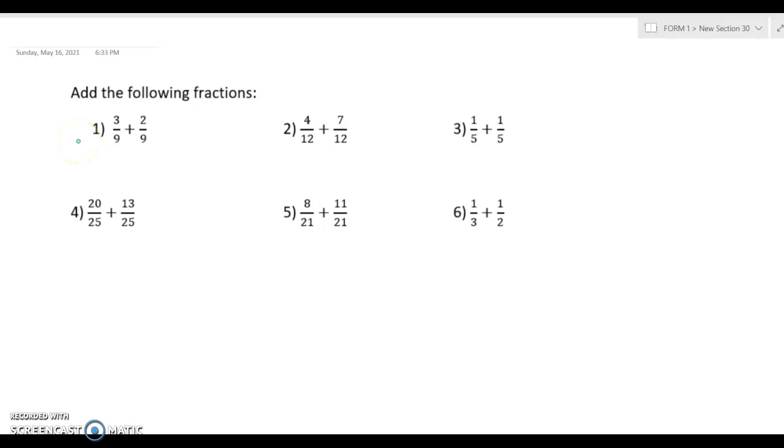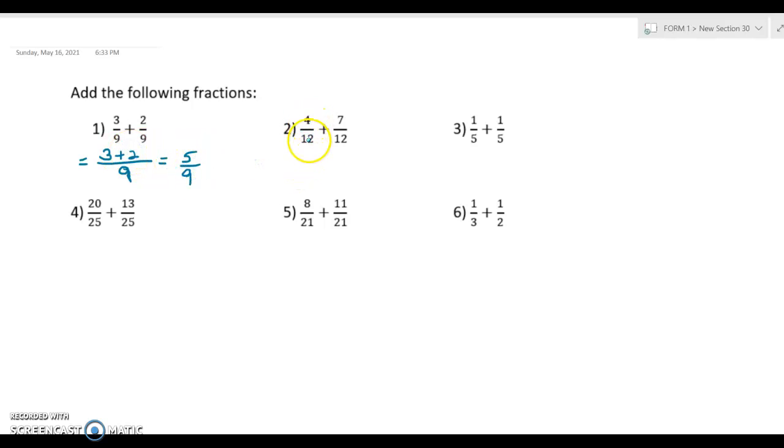All right, so for number 1 we have 3/9 plus 2/9. So remember, when you are adding fractions and they have the same denominator, we don't have to find any new denominator or new LCM. We're going to use the same denominator because they both have the same denominator. All we have to do is add the numerators, the numbers at the top, which is 3 plus 2. So our answer for number 1 is 5/9.